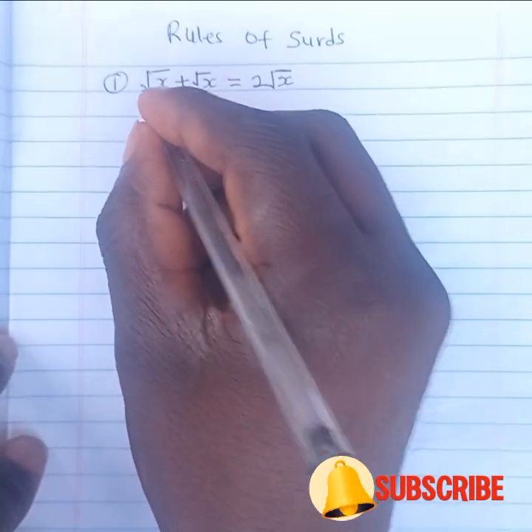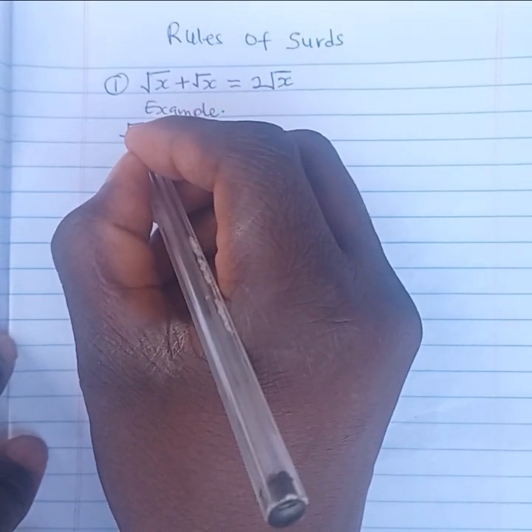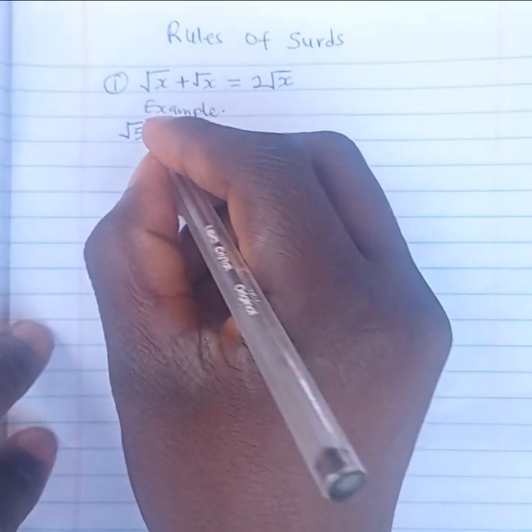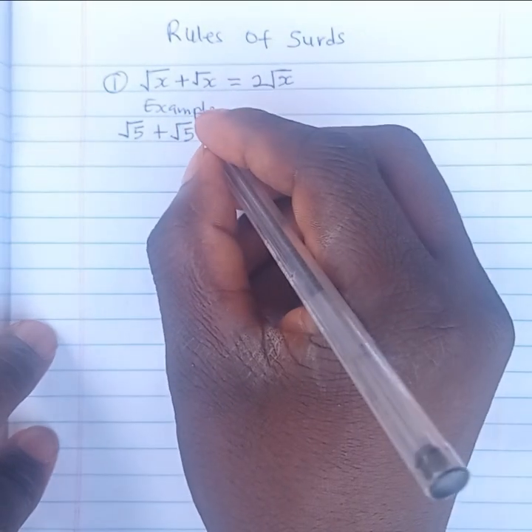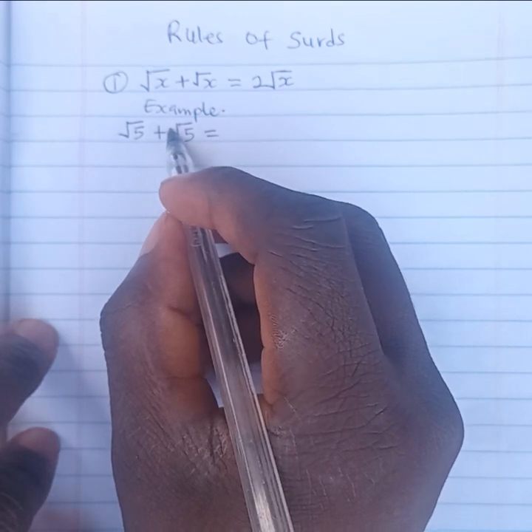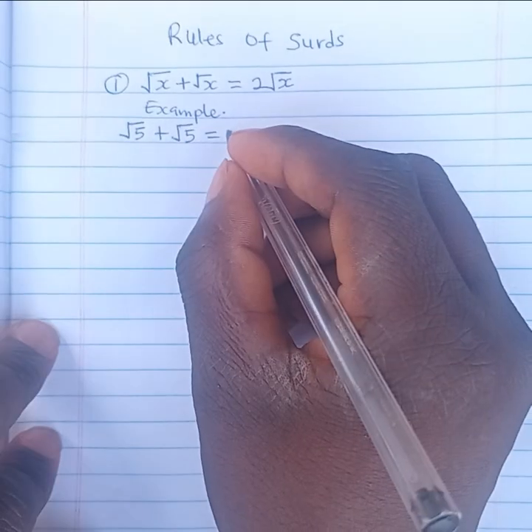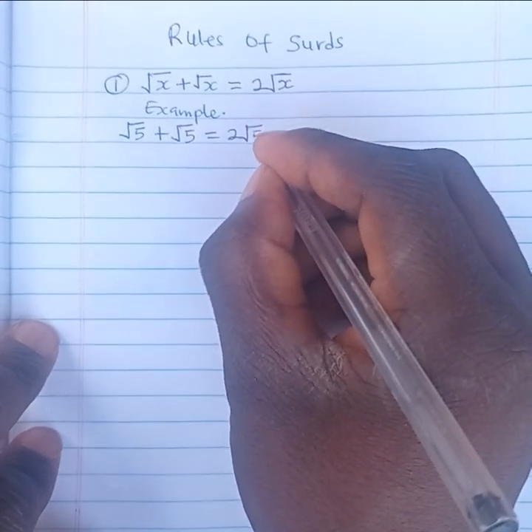Let's take an example. Square root 5 plus square root 5 will be equal to, there is an invisible 1 here, which will give us 2 when you add, 2 square root 5.